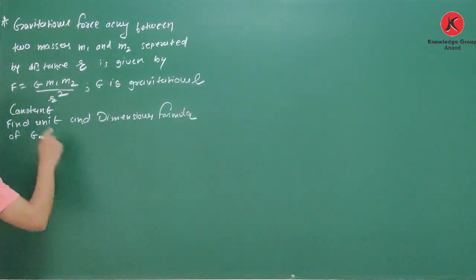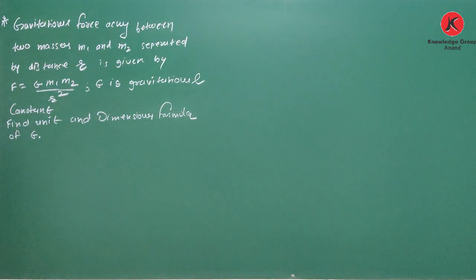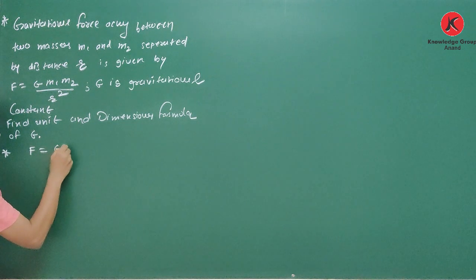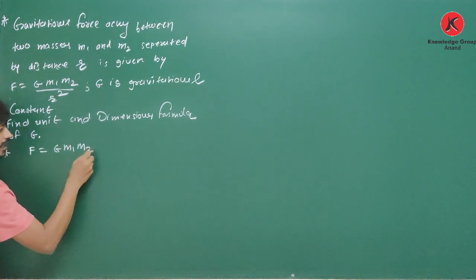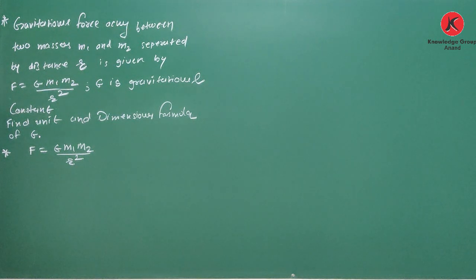Here it is. F is equal to G m1 m2 upon r square. The first thing you have to understand is how to make G the subject. You are given the equation F is equal to G m1 m2 upon r square. As you have to make G the subject, G is here in the numerator.